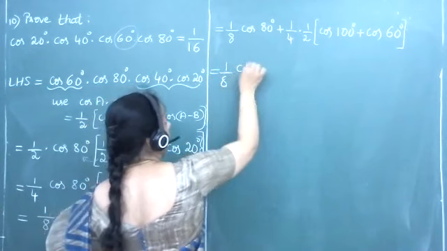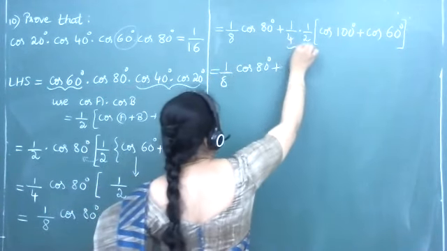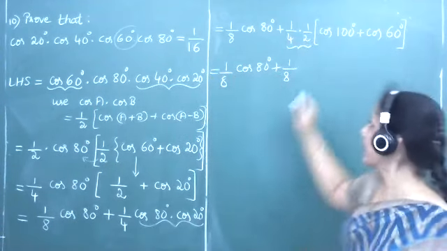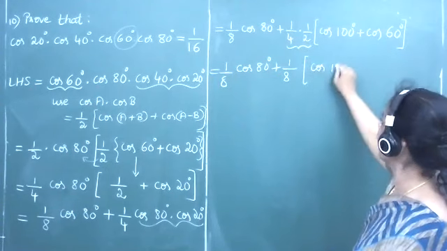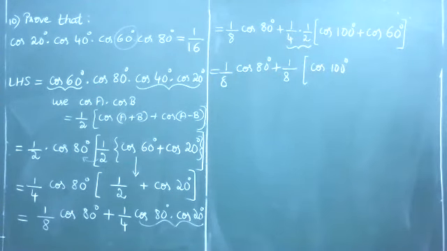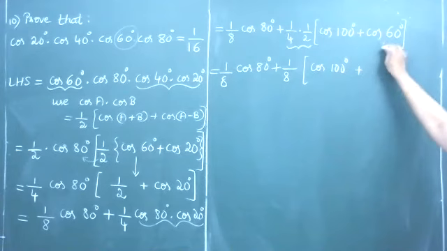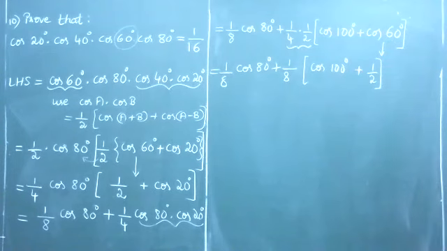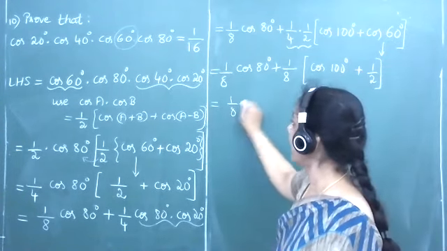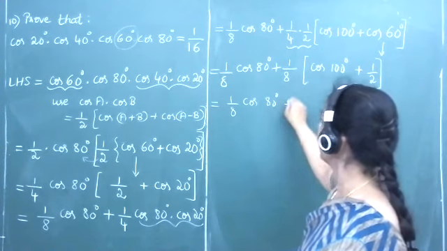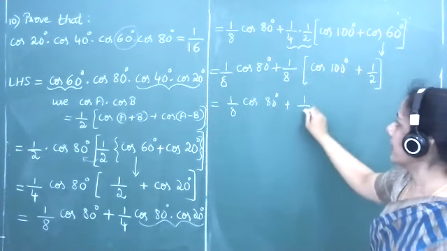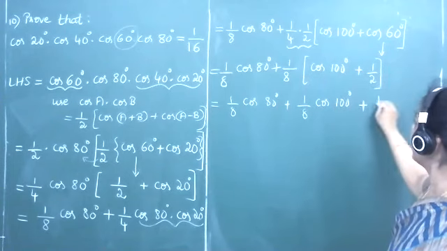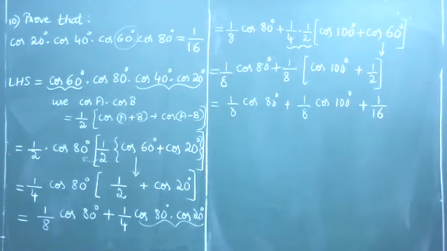One by 8 into cos 80 degree, keep it as it is. 1 by 4 into 1 by 2 is equal to 1 by 8 multiplied with cos 100 degrees, a non-standard angle. We do not know the value of it, retained as it is. Again here we find cos 60 degree, a standard angle whose value is known as equal to half. So 1 by 8 into cos 80 degrees plus, now we shall remove the brackets here, 1 by 8 into cos 100 degrees, 1 by 8 into 1 by 2, which is equal to 1 by 16.